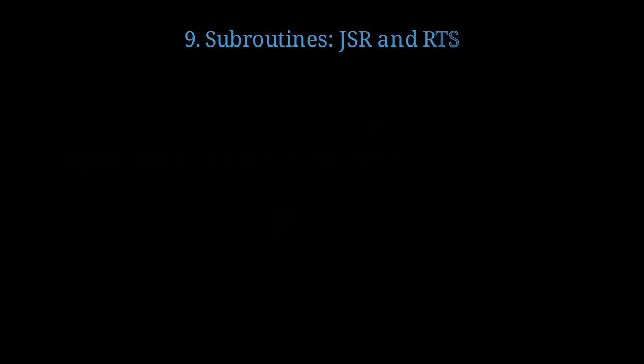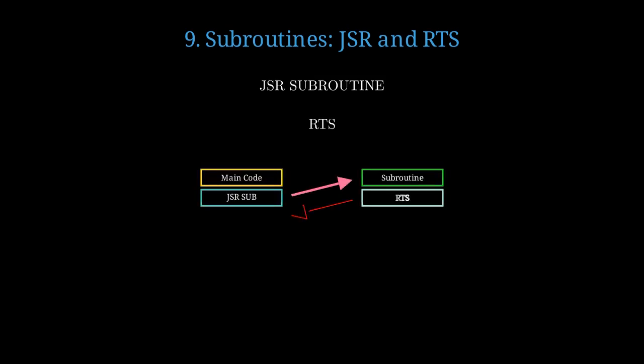Subroutines use the stack to manage return addresses. JSR pushes the return address onto the stack and jumps to the subroutine. RTS pops the return address from the stack and returns to that location. JSR calls the subroutine, and RTS returns execution back to the calling code.